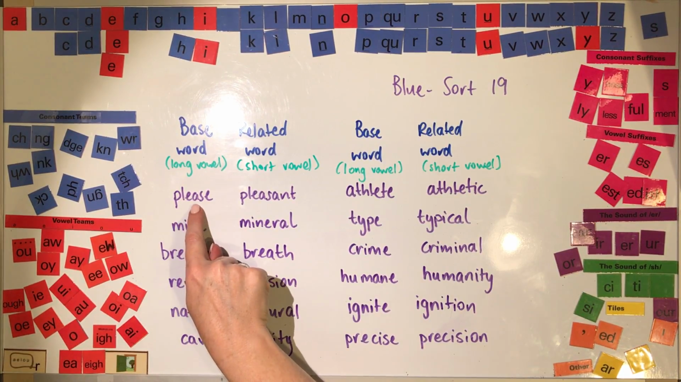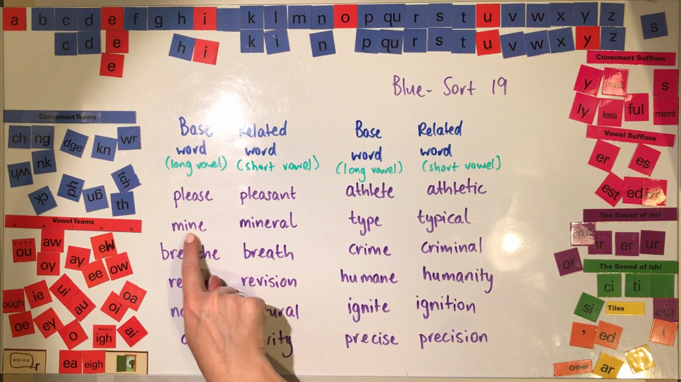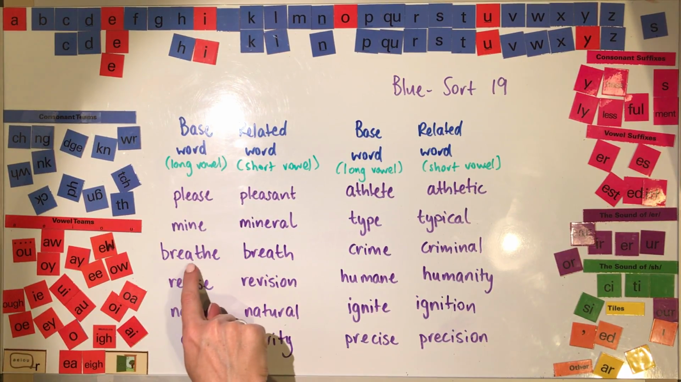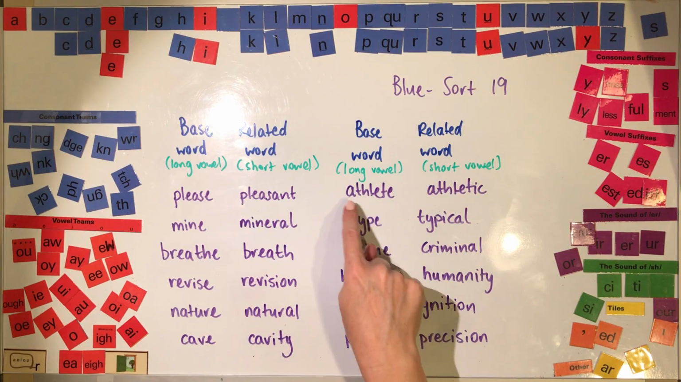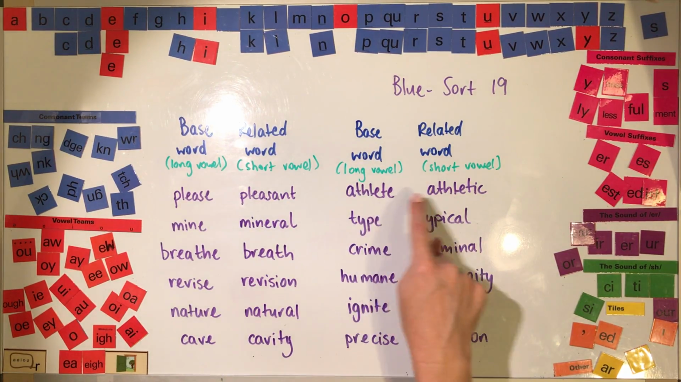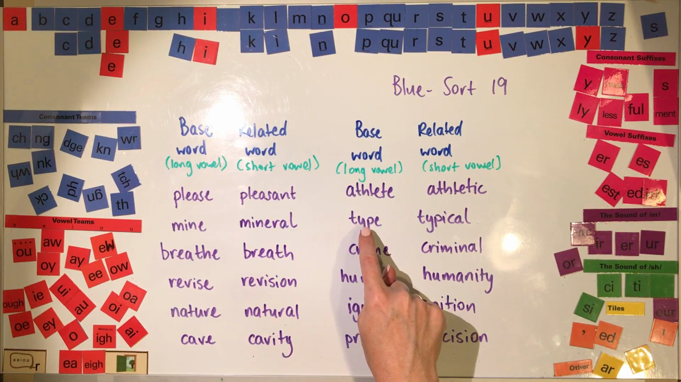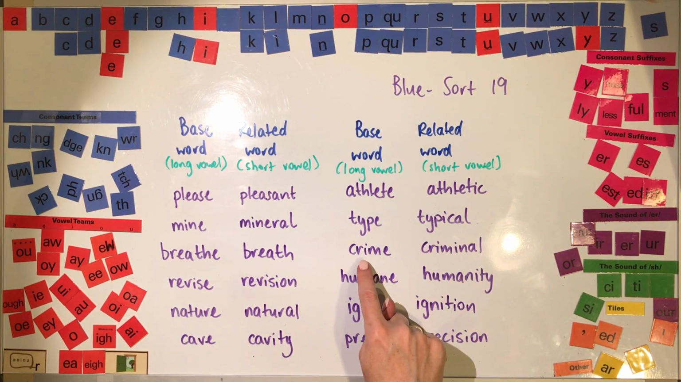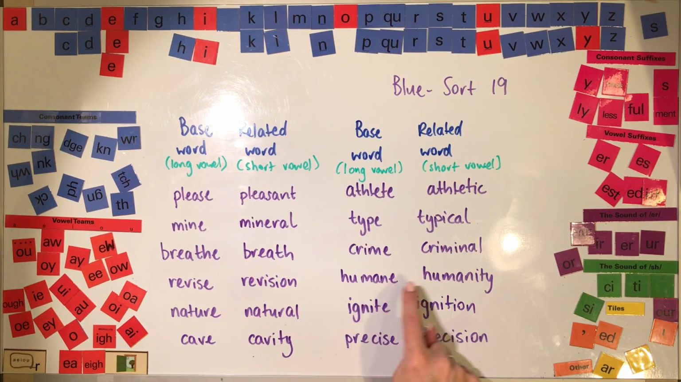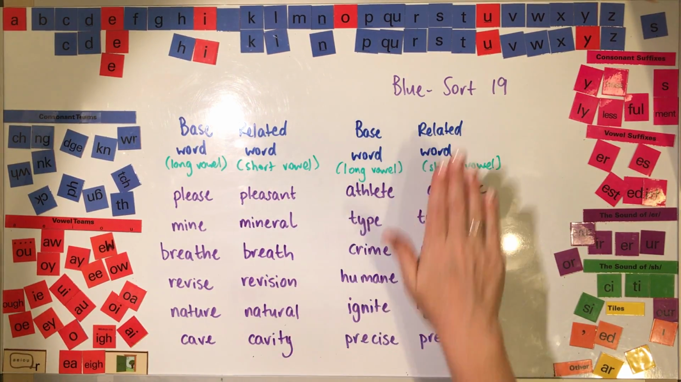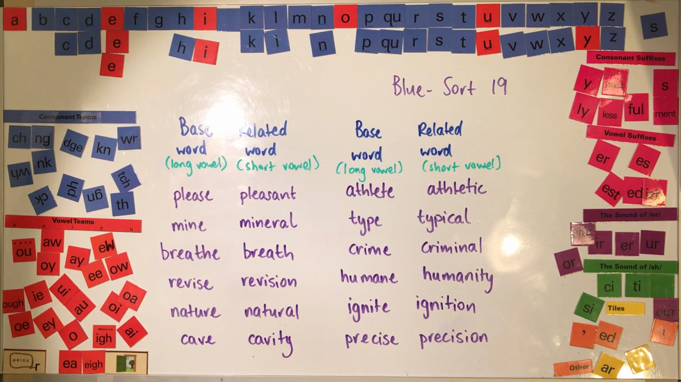So please, that's E, E. I, mineral. Breathe, E, to breath, E. I, I. A, a. Athlete, athletic. E, type, so that's I to I. Crime to crim. Humane to human. Ignite to ignition. Precise to precision. Okay, so we've taken our long vowels and our short vowels. So I have sort of double sorted those words in a way, just for your interest.